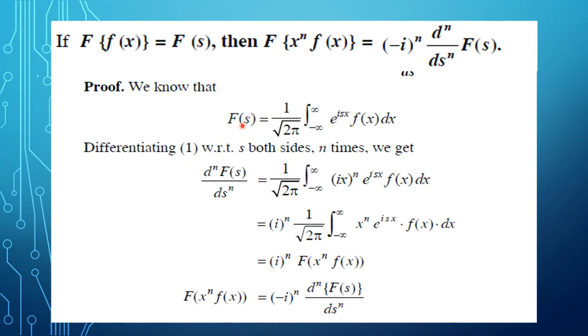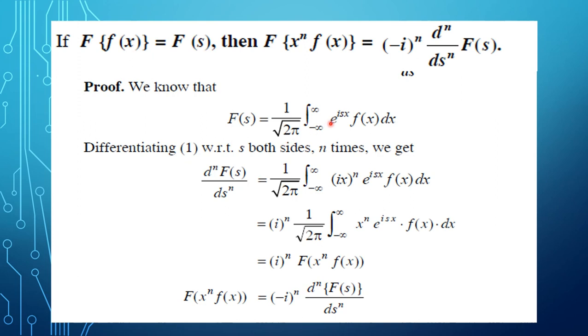We know the Fourier transform of the function f(x), that is F(s), is equal to 1 by root 2 pi integration from minus infinity to plus infinity of e to the power i s x f(x) dx. Here we write x instead of t, that is, it should be e to the power i s t f(t) dt. For convenience it is written with the variable x instead of t, since it is a definite integral and the variable name is immaterial.